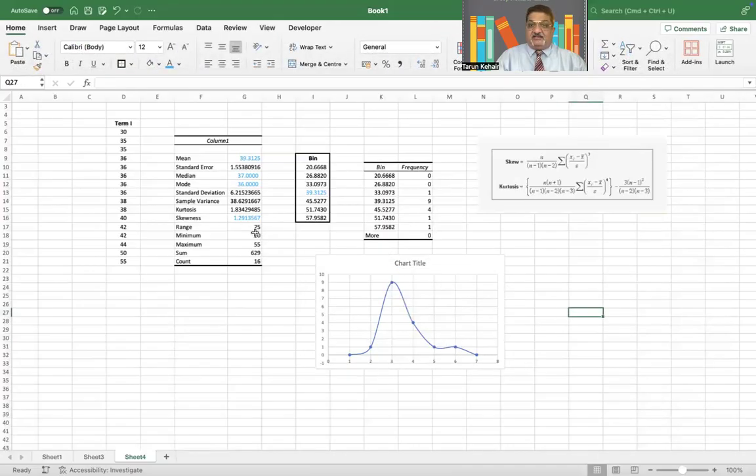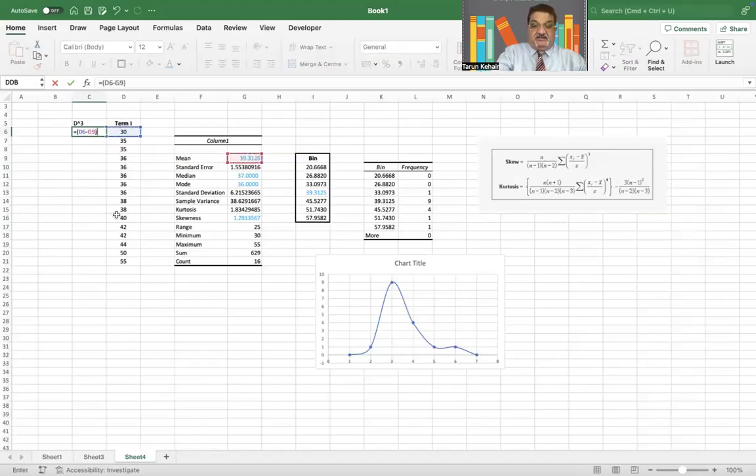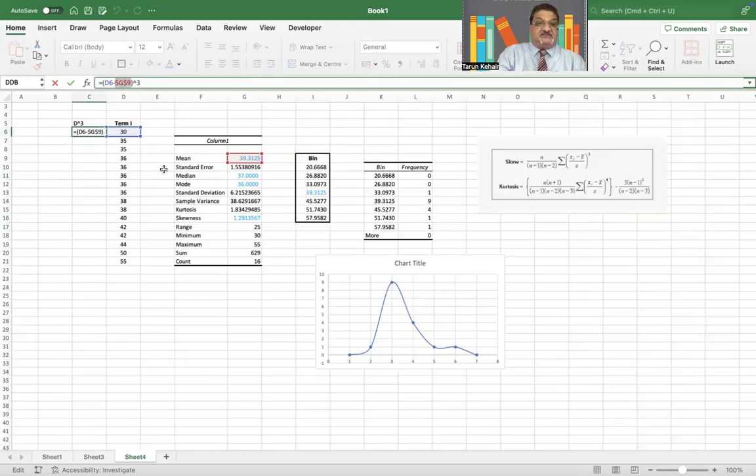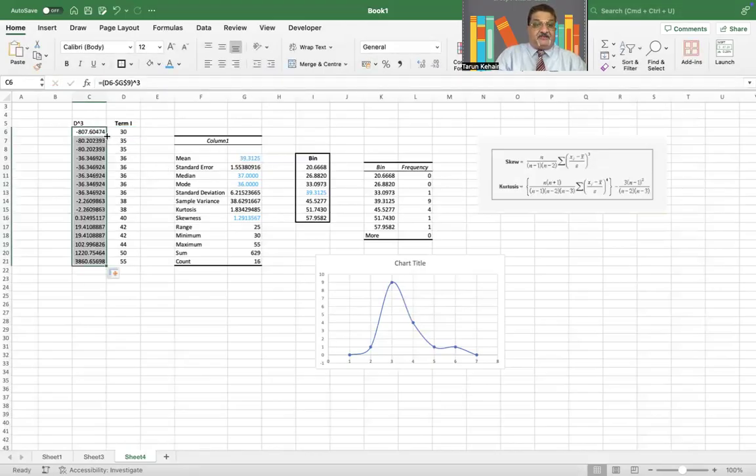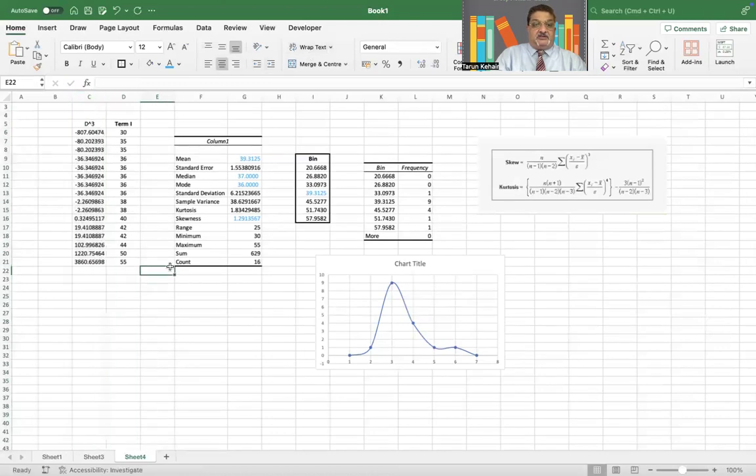Now, how can we validate the skewness? We will be using this formula. So first I need the deviations cubed. So I will straight away capture the deviations cubed, which is xi minus x bar, which is the mean, to the power of 3. All I need to do now is my mean, because that is a static observation, and drag it to the bottom. Now we are ready to calculate the skewness.